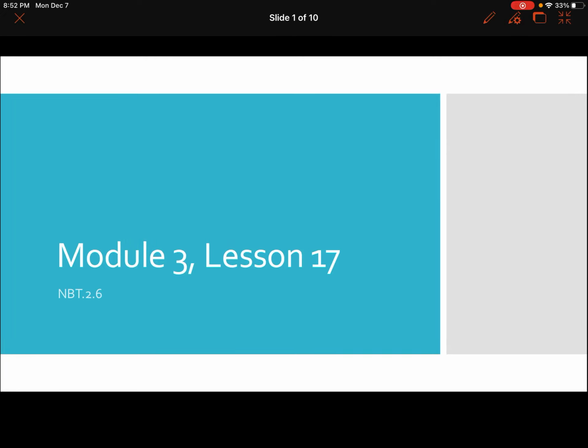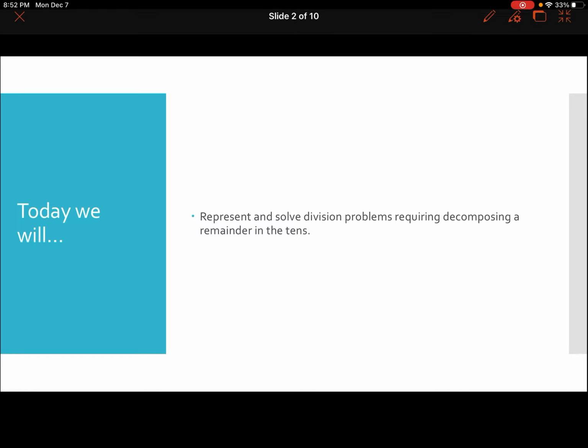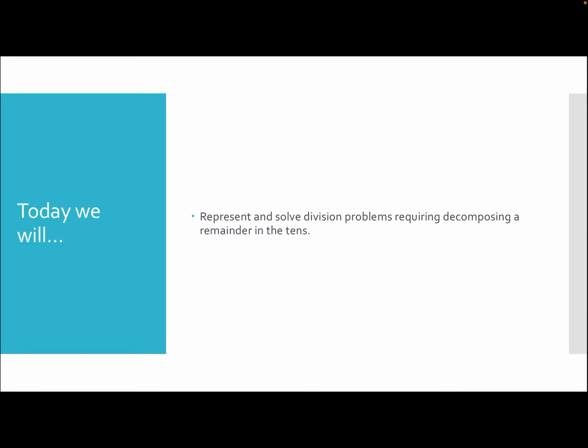Today we are going to work in Module 3, Lesson 17. We're still in the same standard of NBT 2.6. So today we're going to represent and solve division problems that require decomposing a remainder in the tens. We're still going to be using our place value chart that we started in Lesson 16, but we are going to practice decomposing from tens into ones.